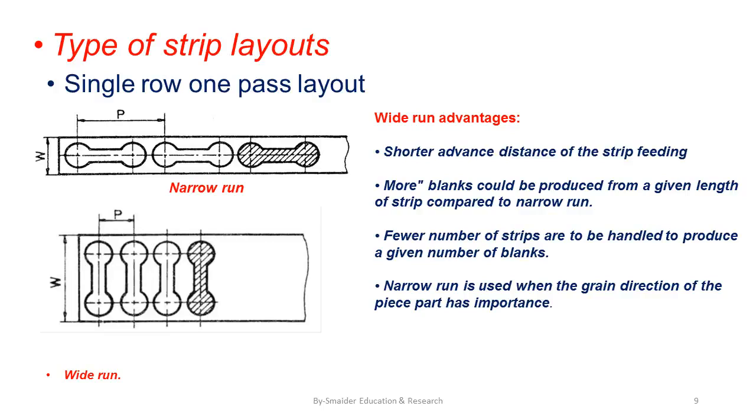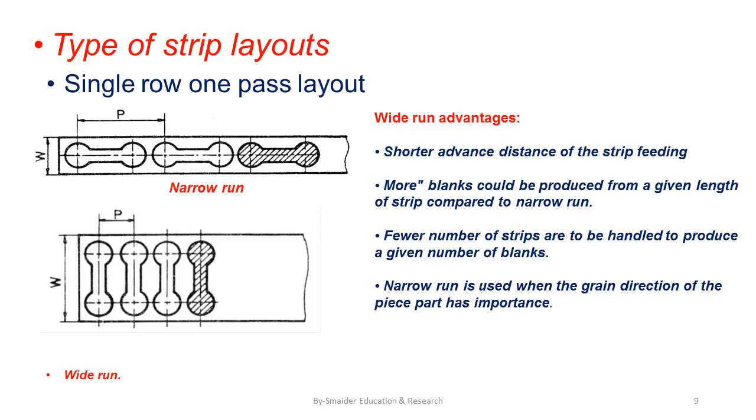When you go for strip positioning in a wide run manner, you have a lot of advantages. Imagine every advancement of the strip takes time. If you allow the operator to feed a longer distance, it will definitely take more time. So if you spend 1 millisecond or 1.5 milliseconds for feeding one component, it will be multiplied in millions. If you save that time, it will save a million milliseconds if you place the strip in wide run method. So the first one, you see wide run advantages: shorter advance distance of the strip feeding.